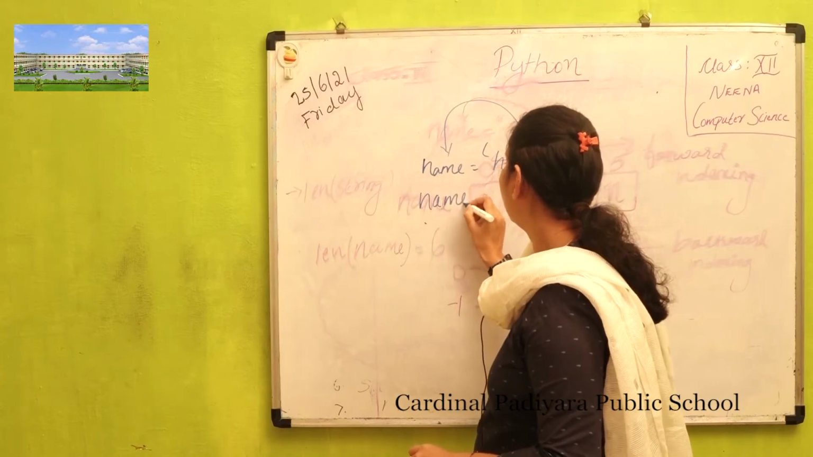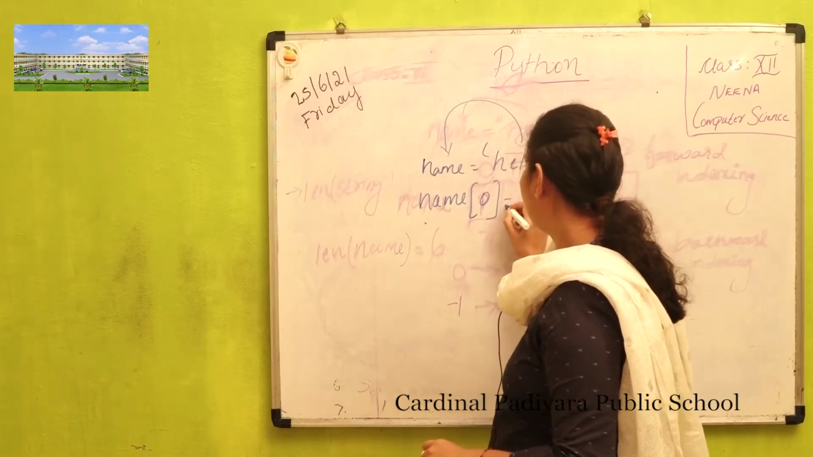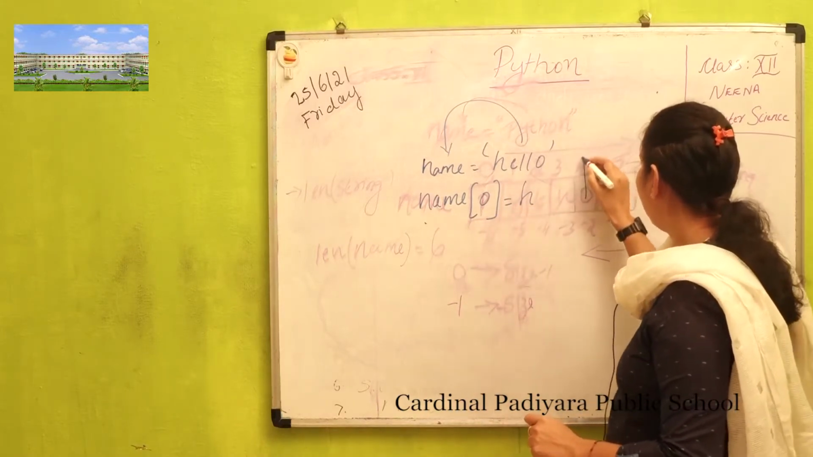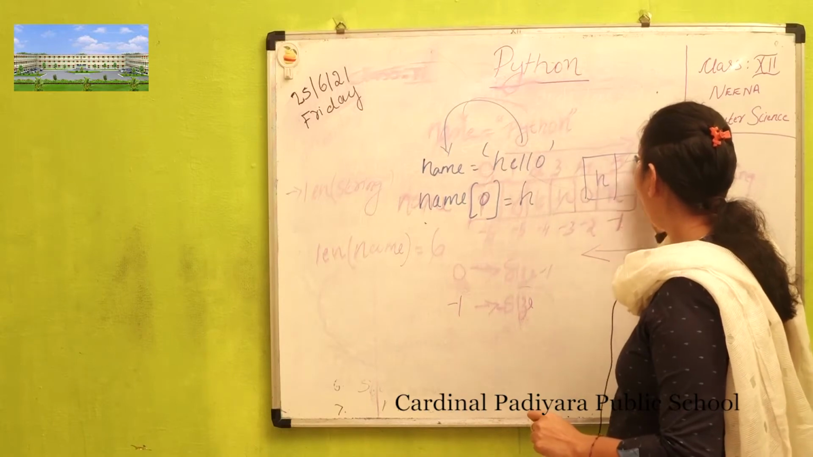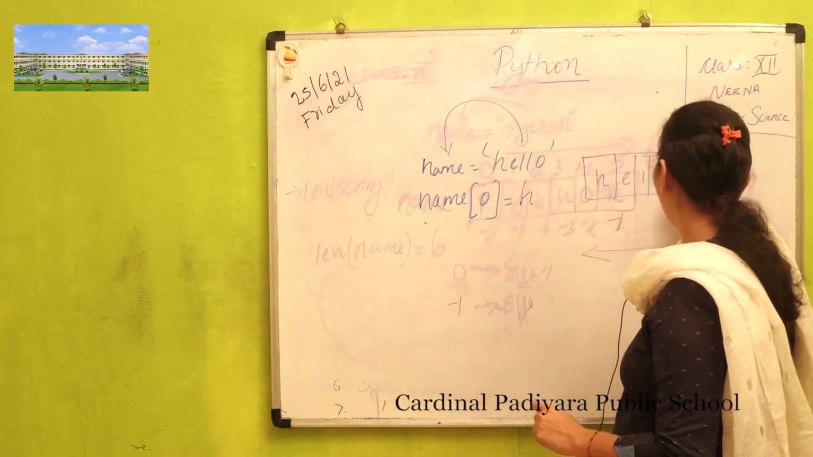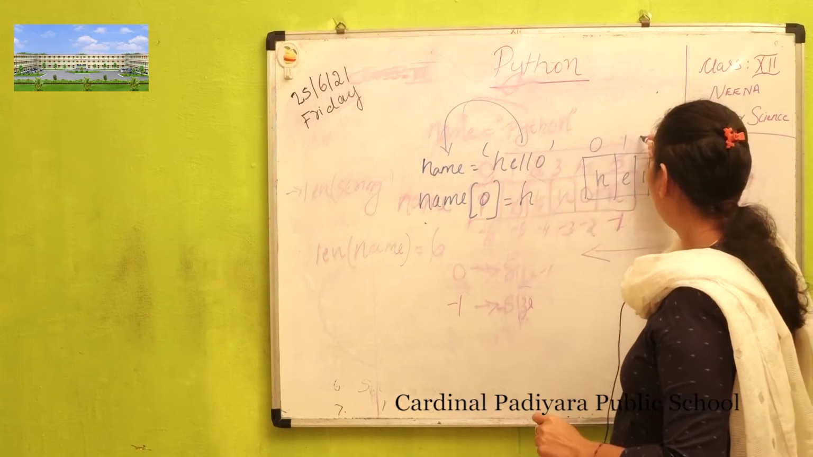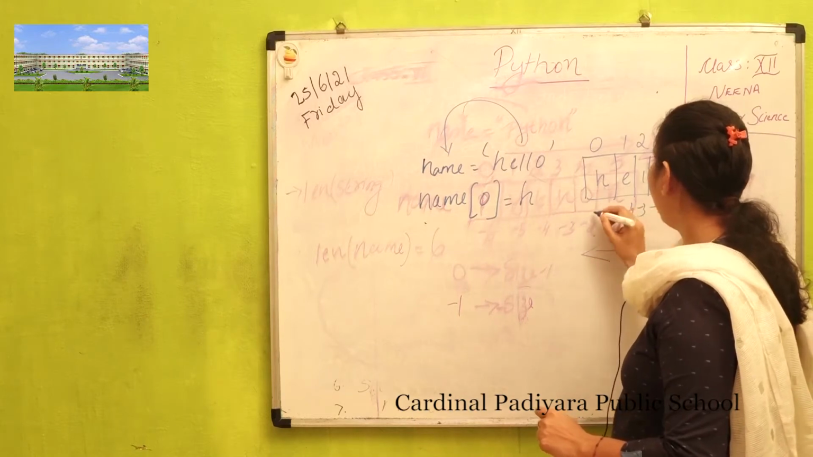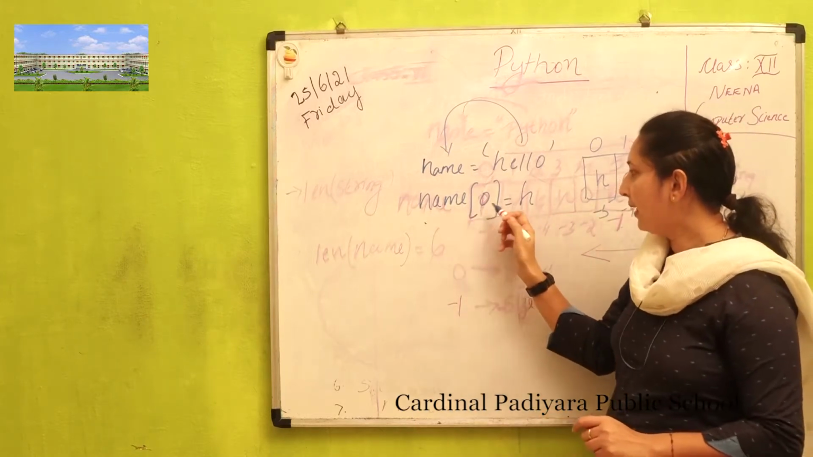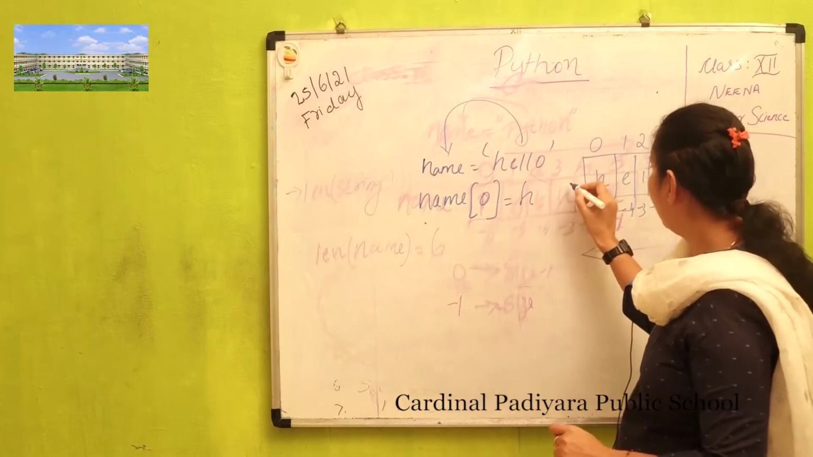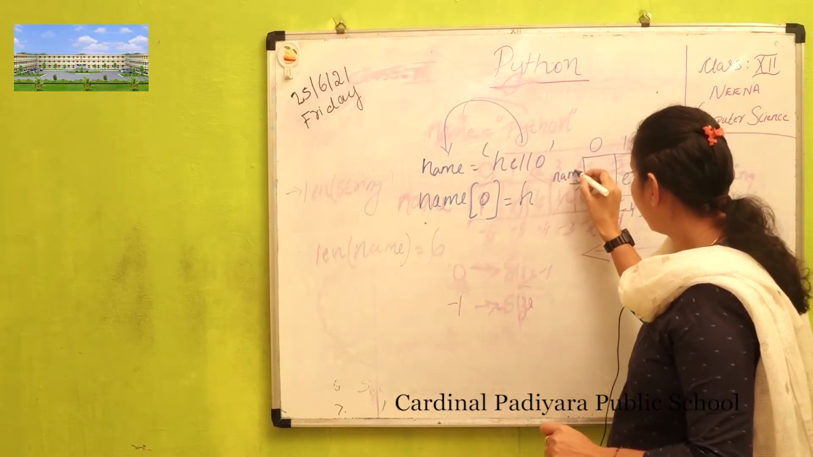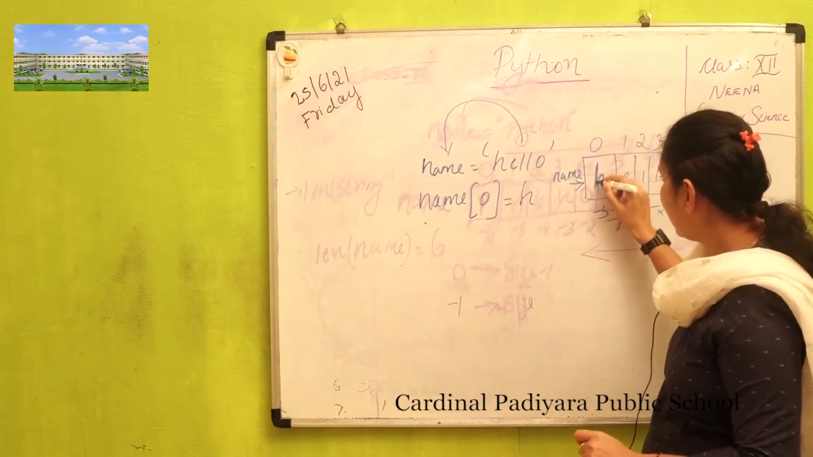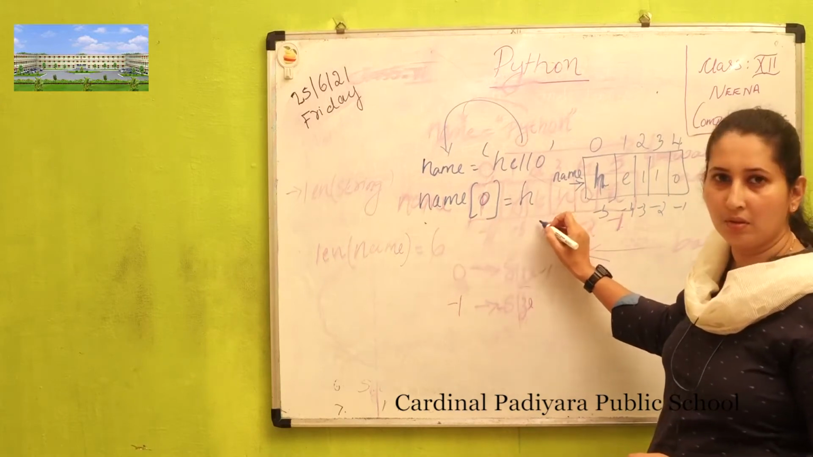Name of 0 is the 0th location of the variable, which is h. Your string is stored this way, HELLO, with locations 0, 1, 2, 3, 4 and in the backward direction -1, -2, -3, -4, -5. Here name of 0 means, this is the string, so this is name. Name of 0 means the 0th location, where the character h is stored. Name of 0 equals h.